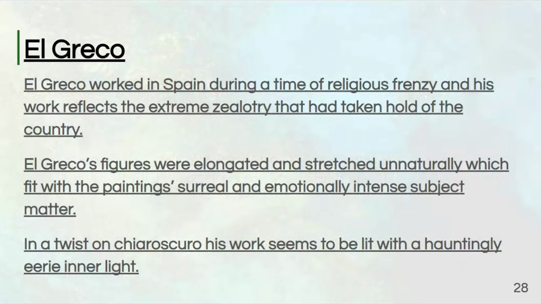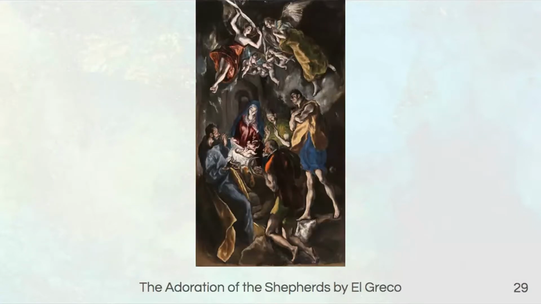And El Greco became very popular in Spain during this time. And he stretched and elongated his figures in order to increase the emotional intensity in his paintings. And he does have this idea of chiaroscuro, but it's very eerie almost. So let's take a look here at the Adoration of the Shepherds by El Greco. And in this, you can see the idea of chiaroscuro happening. It's very haunting though. It almost feels Halloweenish to our modern eyes.